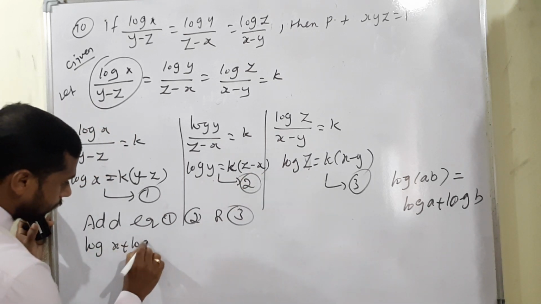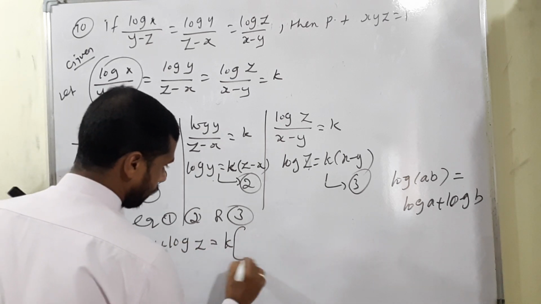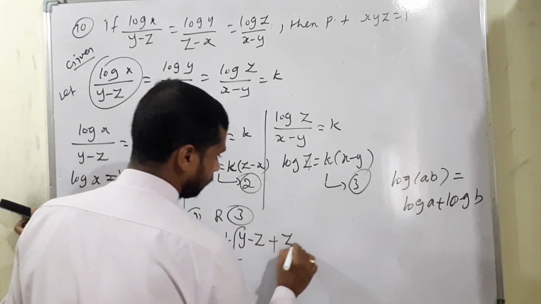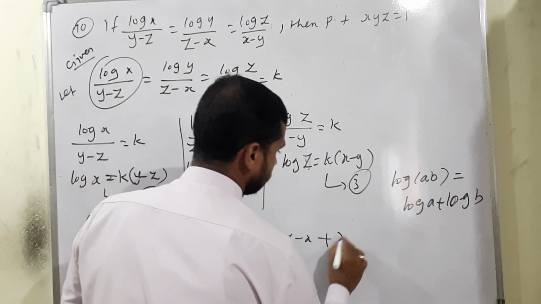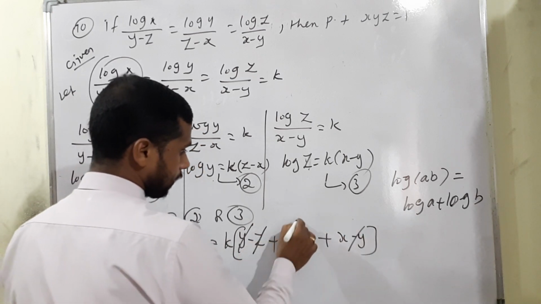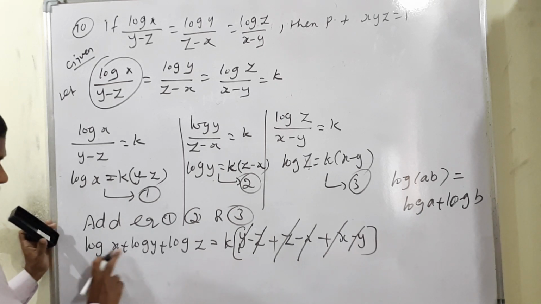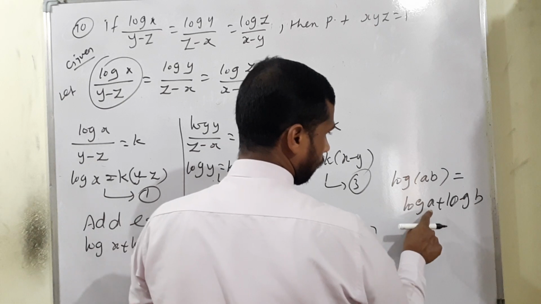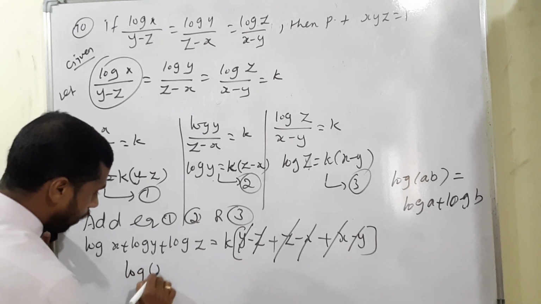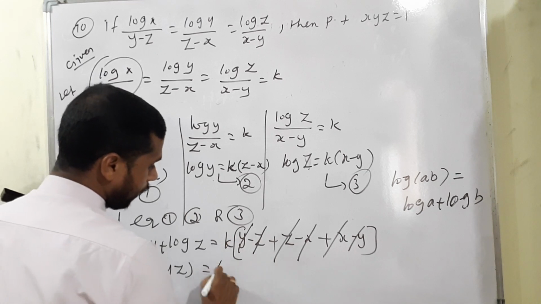So log x plus log y plus log z is equal to k common outside, and the remaining is y minus z plus z minus x plus x minus y. Here minus y and plus y cancel, minus z and plus z cancel, plus x and minus x cancel. So the remaining is 0. Reversing the log rule, log x plus log y plus log z means log x y z, which is equal to 0 into k, that is 0.